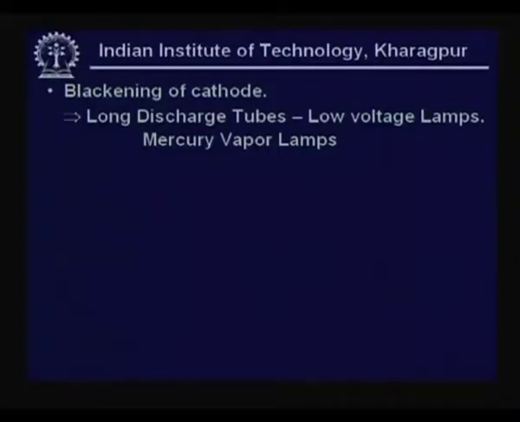This blackening of the cathode therefore calls for long discharge tubes, and so, keeping this in mind, we look at the mercury vapor lamps which are extensively used. There are two categories of discharge lamps which are important. One is mercury, the other is sodium.